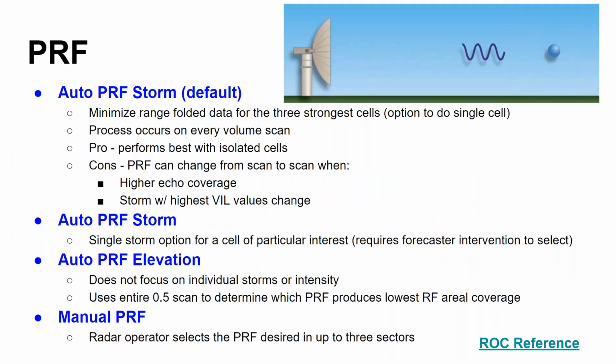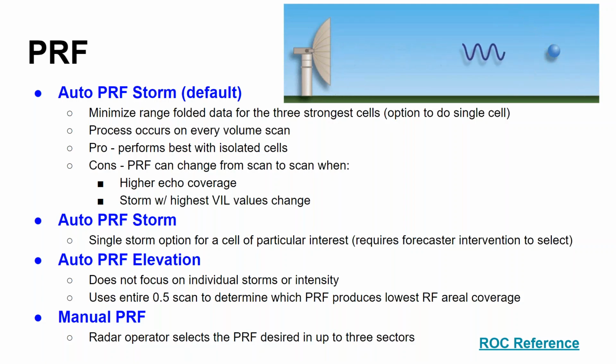Next up is PRF, and this is one of the settings in our radar that has really undergone a lot of improvements from an engineering perspective. In recent years, we've had the switch to auto PRF, and there are two different types.